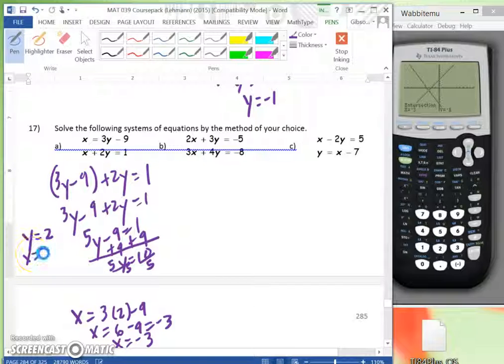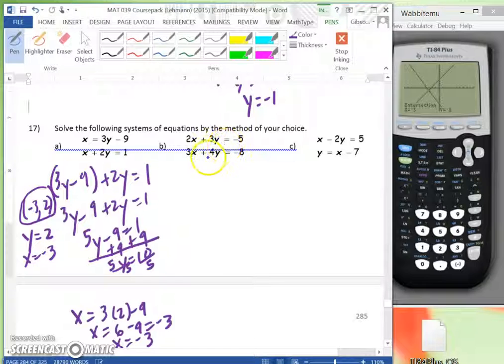So we will have x is negative 3 and y is 2. So our ordered pair here would be, and the x is negative 3 disappeared. Our ordered pair would be negative 3, 2. And that would be our final answer.